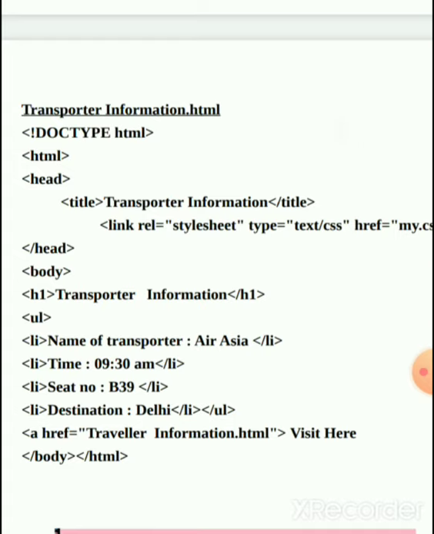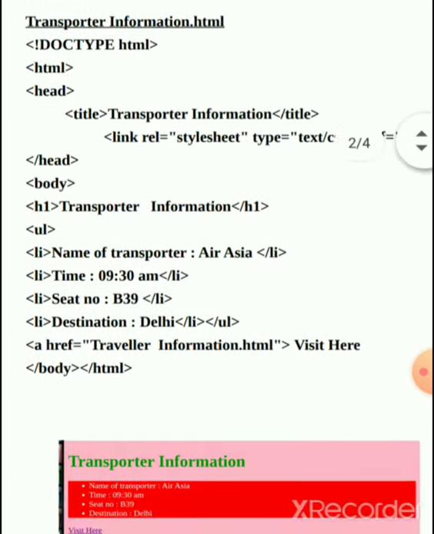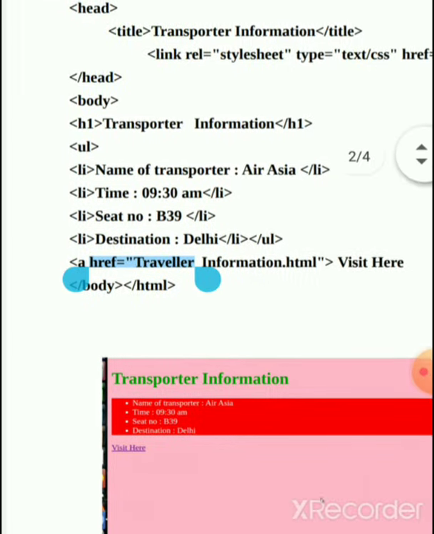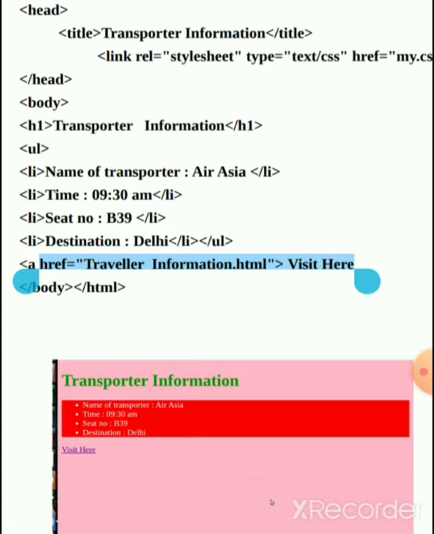In the body tag we just use the heading transporter information, and we are accessing code from the CSS file. For that purpose we are using UL. Whatever property is given in the CSS file for the UL tag, immediately that takes effect in this code. We can make a list item according to the question, and here we are linking this page to the second page, traveler information, under the a href tag. So this is your first page.